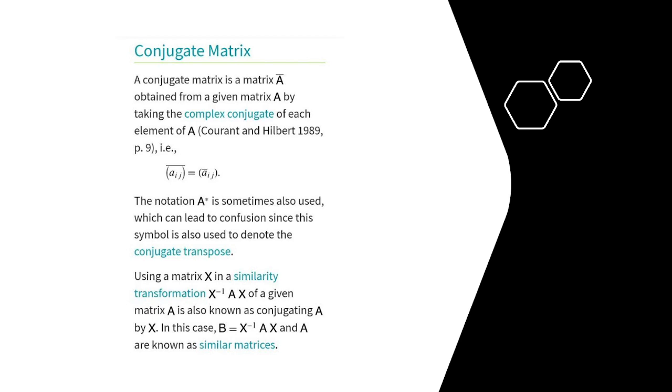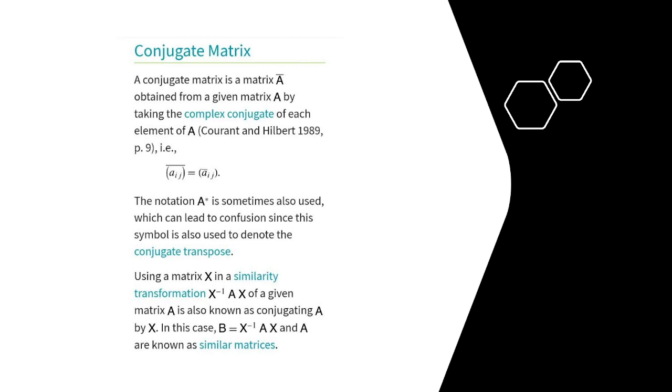Conjugate matrix. A conjugate matrix is a matrix A bar obtained from a given matrix A by taking the complex conjugate of each element of A (Courant and Hilbert 1983). That is, the conjugate of Aij equals A bar ij. The notation A star is sometimes also used, which can lead to confusion since the symbol is also used to denote the conjugate transpose. Using a matrix X in a similarity transformation, X inverse A X of a given matrix A is also known as conjugating A by X.